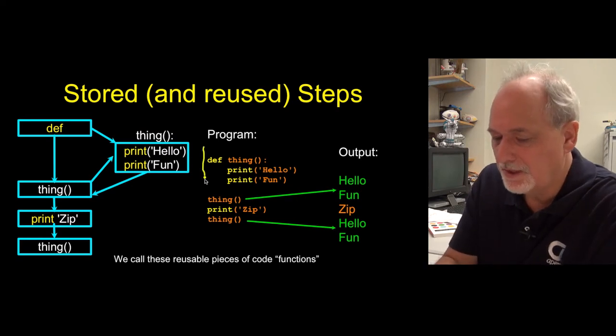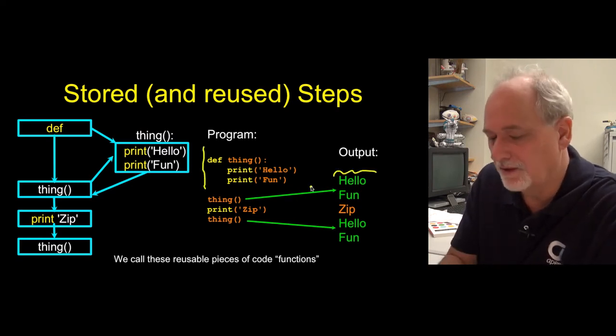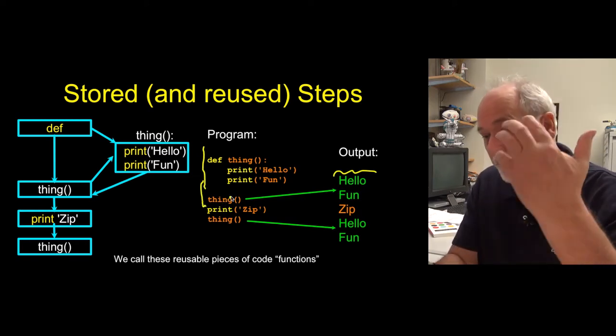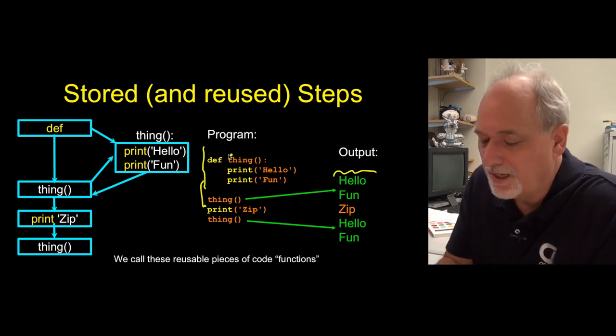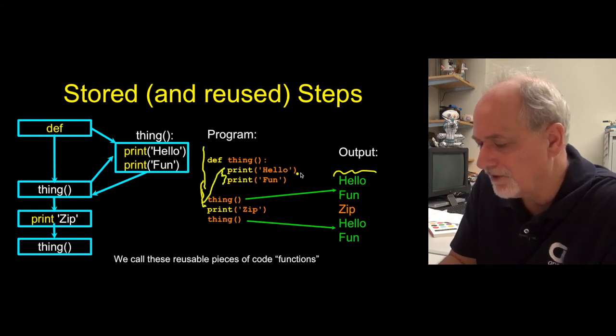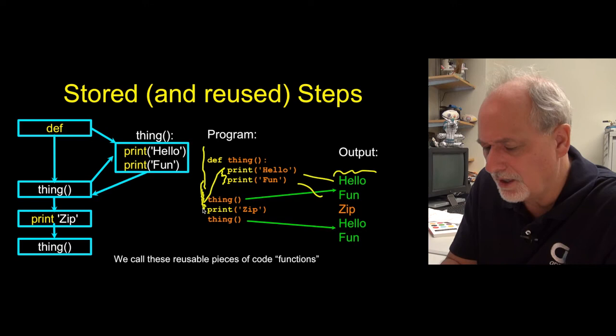So this doesn't do anything. There's no output here from that stuff right there. But then what happens is you invoke it. And this thing looks like it's part of Python, but you in effect have extended Python with your def statement. And so when it sees thing, it goes up and runs your code. And so out comes hello fun. And then it comes back and goes to the next line, does print, so print comes out.